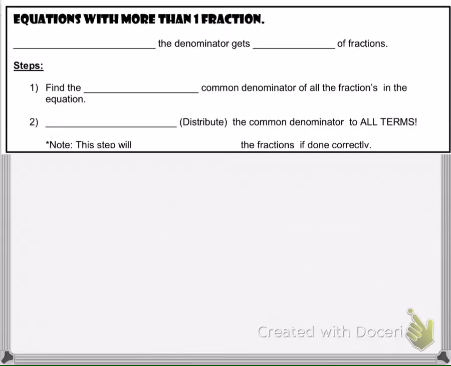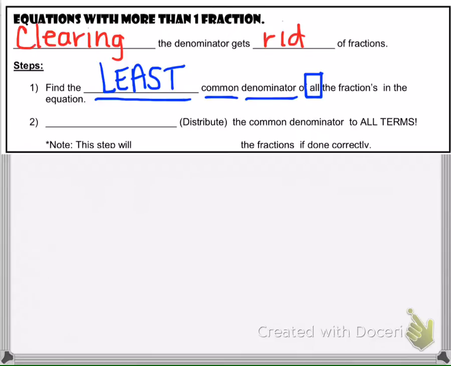So here's the steps, and if we do it right, it will clear the denominator and get rid of the fractions. So step 1 is you're going to find a least common denominator for all the fractions in the equation. And then the second step is we are going to multiply and distribute that common denominator, that LCM that we found, to all the terms, and that's key. We need to make sure that we multiply it to everything in the equation. And if we do that step correctly, note this step will clear the fractions.